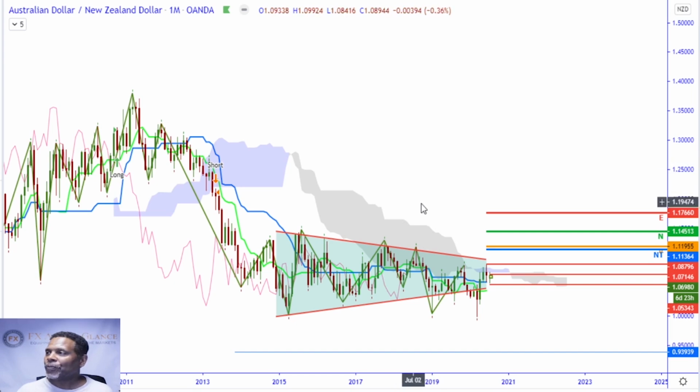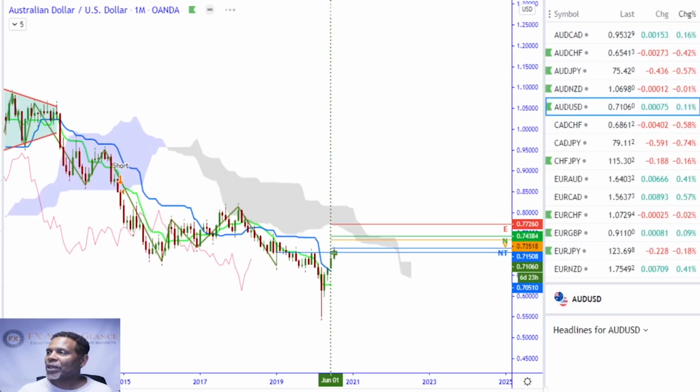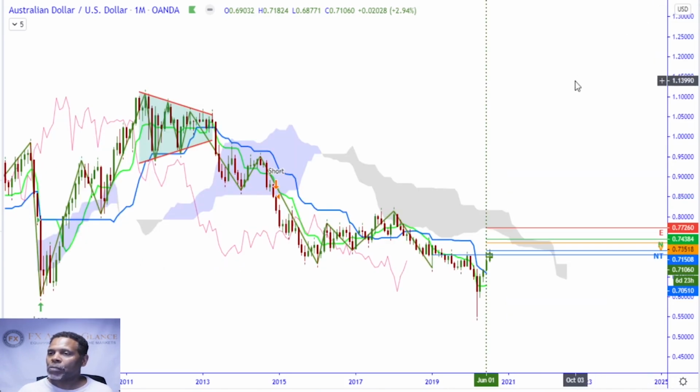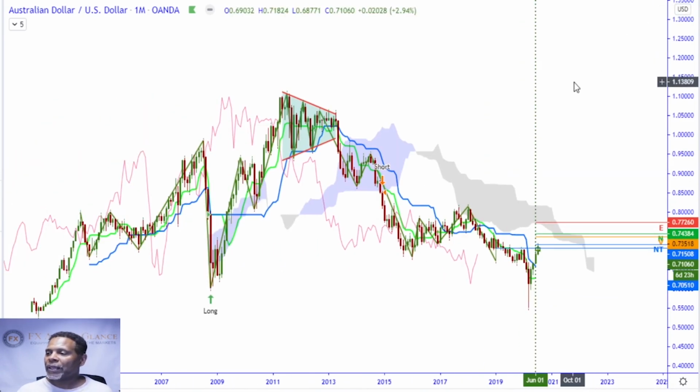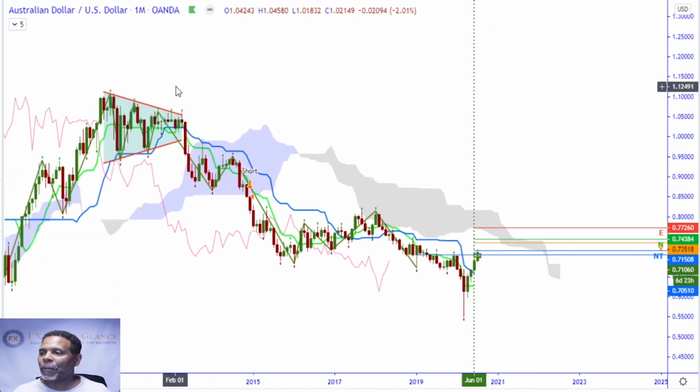All right, so let's move on to the next one. That's Aussie New Zealand dollar. Aussie US dollar. Again, really do have some things I want to show you on the lower time frame. Did I do anything on the, this is actually the monthly, sorry.